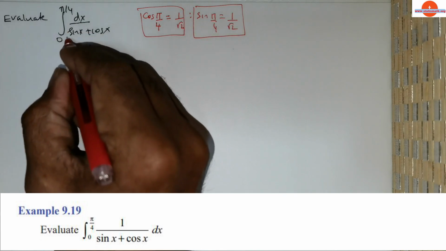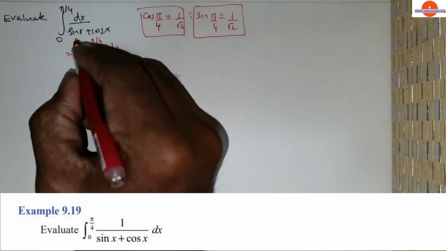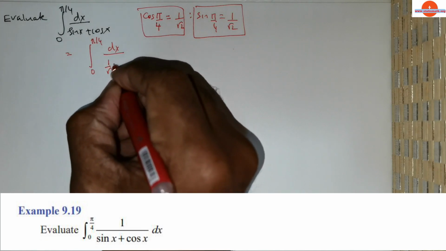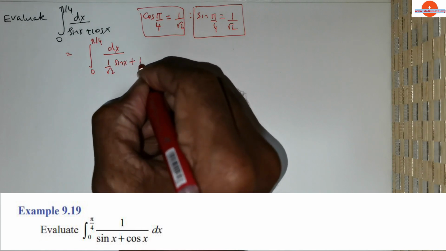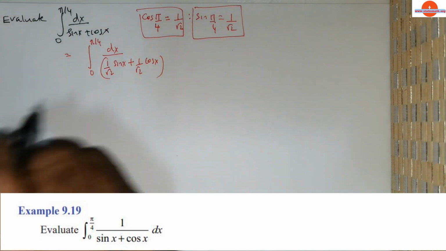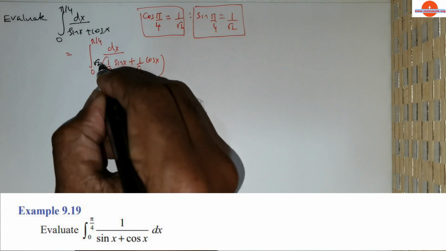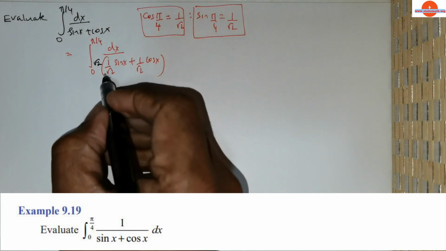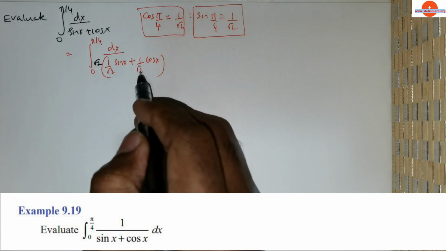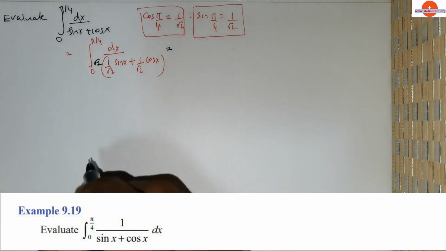Now, I'm going to rewrite this quantity, integral 0 to pi over 4 dx divided by sine x plus cos x, as 1 over root 2 times sine x plus 1 over root 2 times cos x. Now, since I have multiplied by 1 over root 2, I'm going to place a root 2 there. So in other words, root 2 times 1 over root 2 would give me sine x. Root 2 times 1 over root 2 would give me cos x. So I have not done any change at all to the given question.